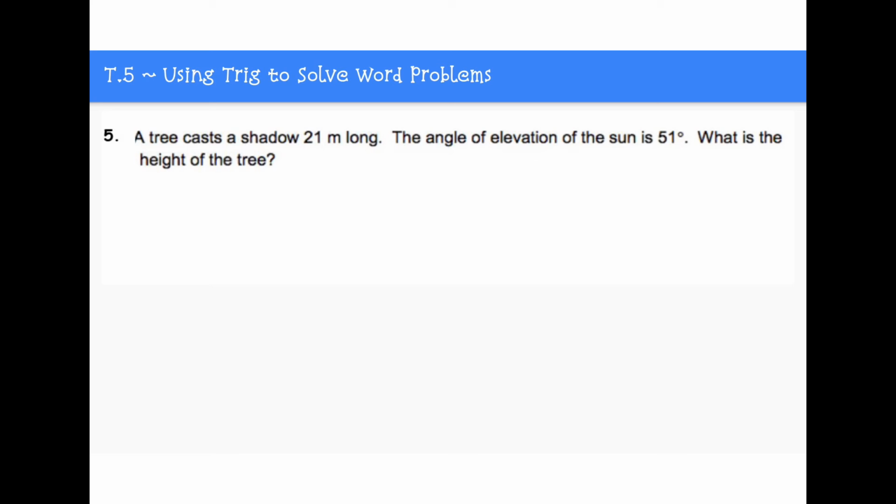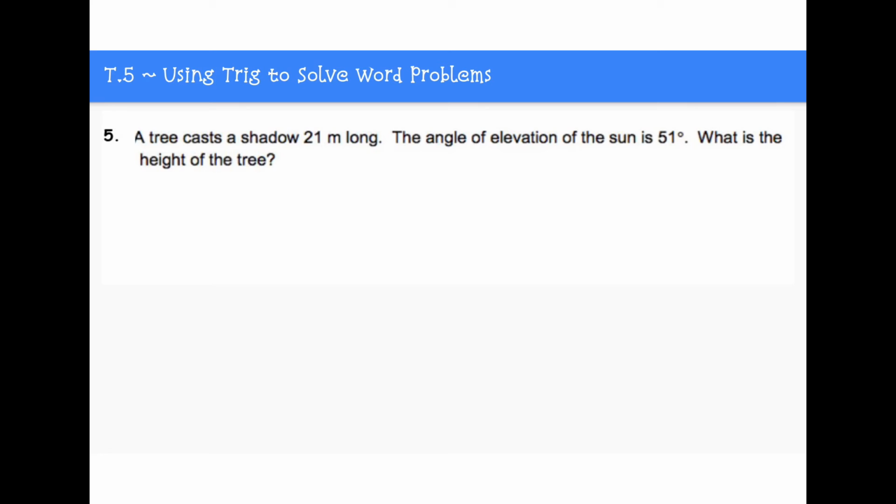So a tree casts a shadow 21 meters long. The angle of elevation of the sun is 51 degrees. What is the height of the tree? So this time you have to actually create the triangle and solve. So we want to make sure we draw our picture, label everything we can, plug in the information, and then use trig to solve that.